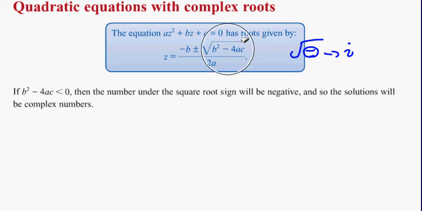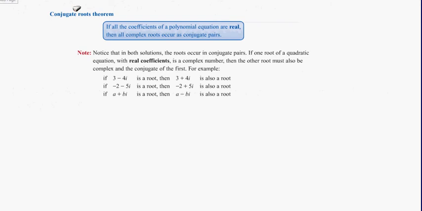If you have the square root of a positive number or 0, greater than or equal to 0, you're dealing with real or equal roots. Okay, so just remember that. Now, moving on from that, the conjugate root theorem.